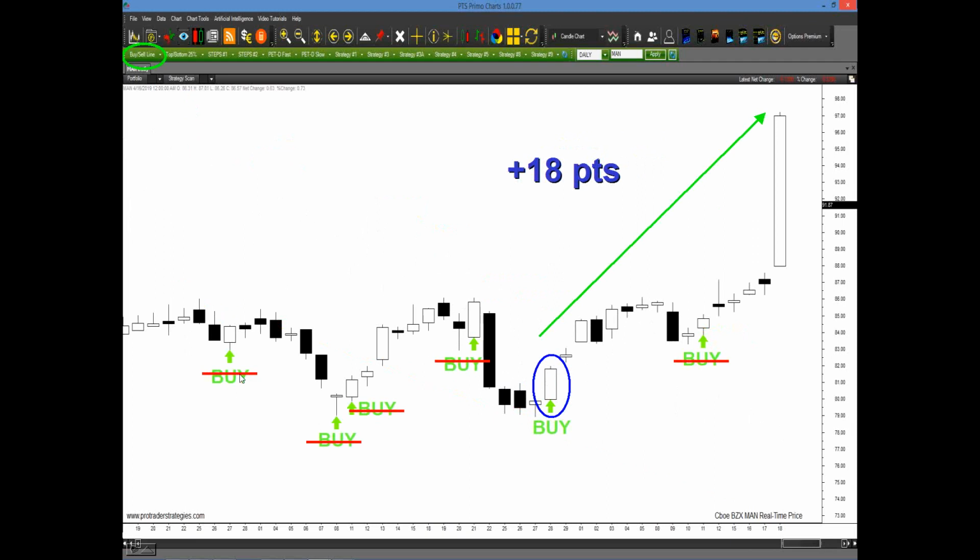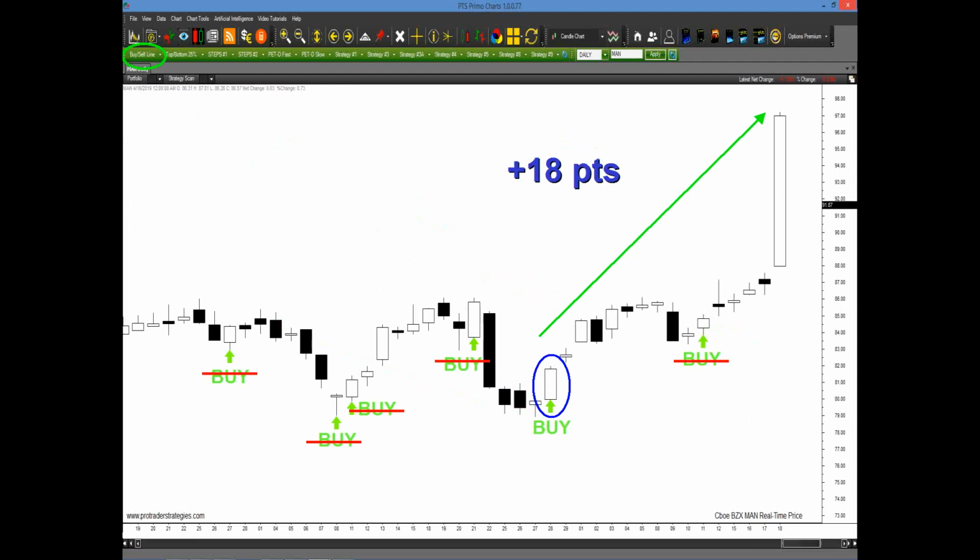Well, in order to filter these out, we have to apply our buy-sell line. This is the 50-period moving average, but we call it the buy-sell line because, remember, if price is above the 50 and if our setup occurs above the 50, it can only be a buy setup.